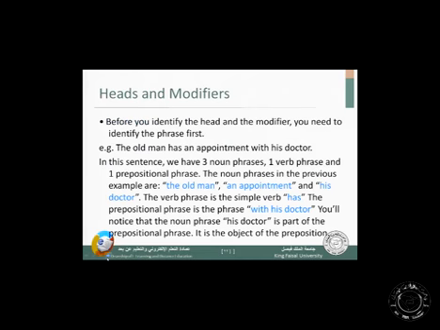Now we move on to another problem area for one of your colleagues. They asked me about heads and modifiers. Can you talk more about these two things?